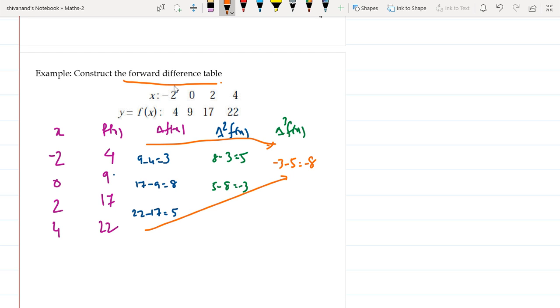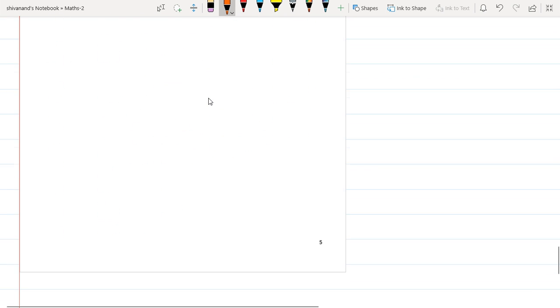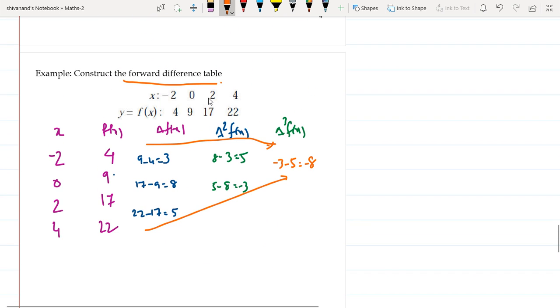So this is how we are going to find the forward difference table. This is nothing but the forward difference table. In the next class we shall see what a backward difference and the backward difference operator are, the backward difference table, and the relations between the operators, etc. So I hope it is clear.